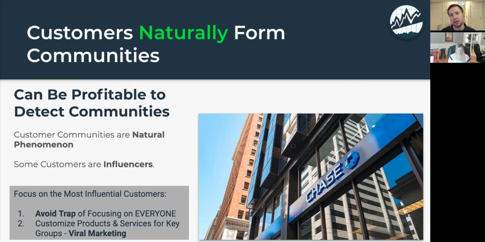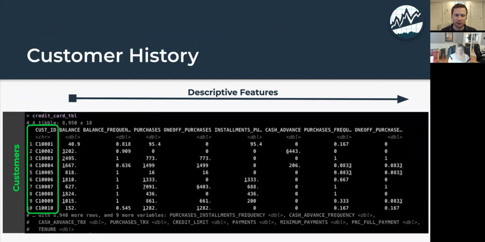It's the ability to customize products and services for specific groups in our data set, and not try to target everybody, avoiding the trap of a one size fits all, and really develop customized solutions for those particular influencers in your database. Okay, so that's a little bit of the background.